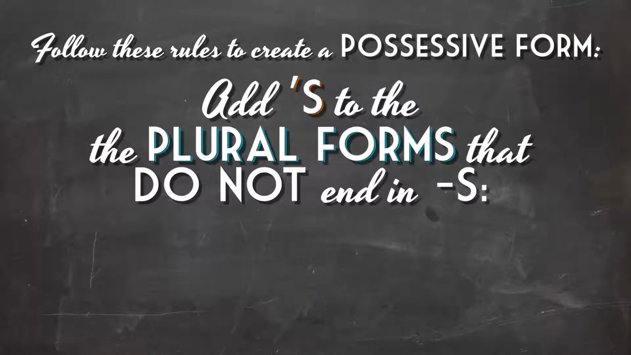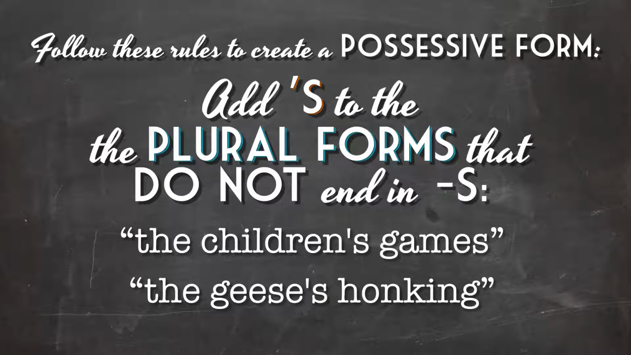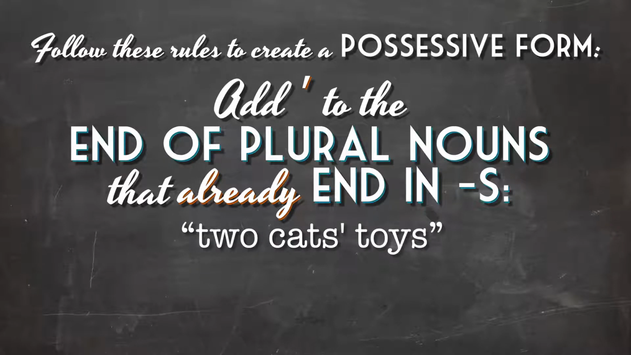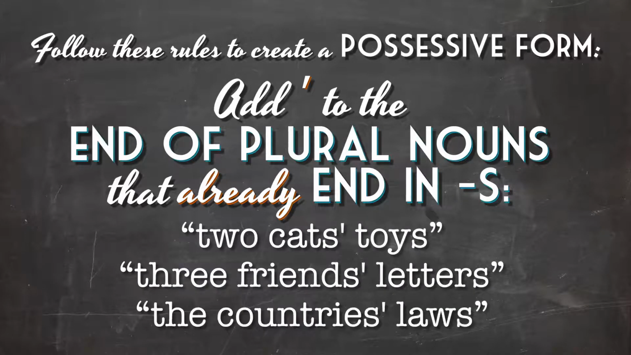Add apostrophe s to the plural forms that do not end in s. The children's game, the geese's honking. Add an apostrophe to the end of plural nouns that already end in s. Two cats' toys, three friends' letters, the countries' laws.